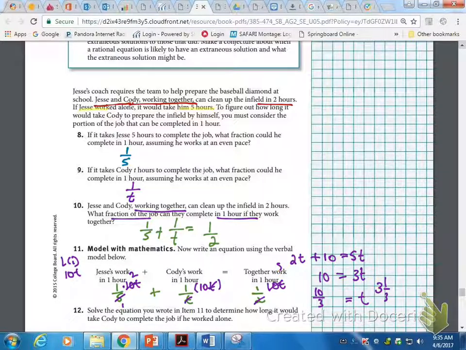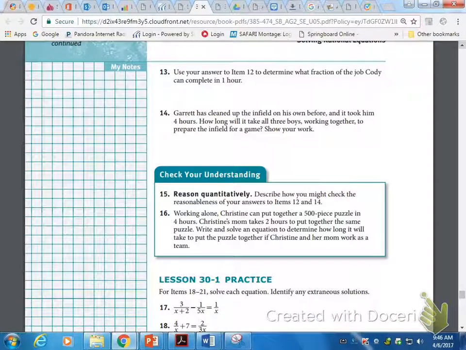So, use the answer that we just found, our 10 over 3, to determine what fraction of the job Cody can complete in 1 hour. Okay, so remember, Cody was 1 over T. But we found the T to be what? 10 over 3. So we have 1 over 10 over 3. This is a complex fraction. How would we rewrite this?